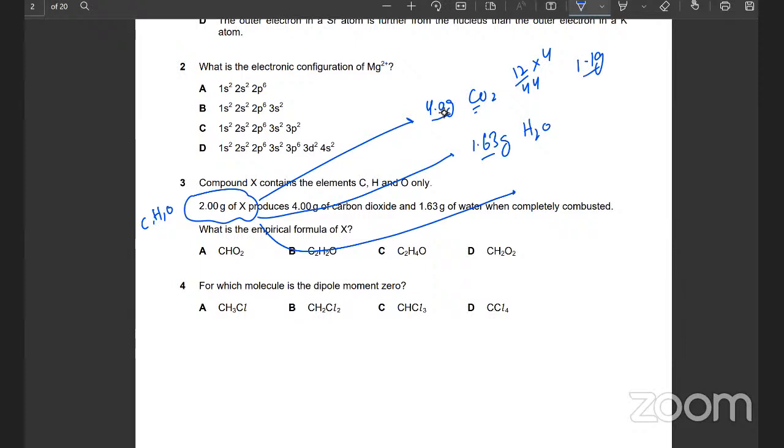Water, how much hydrogen is present in this water? That's 2 out of 18, right? And multiplied by 1.63, right? What do you get? So it's 0.18. So why are you multiplying 2 over 18 to 1.63? Oh, one thing I'll tell you. What's the answer for this? 0.18.